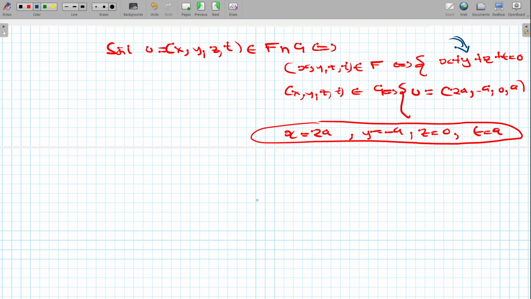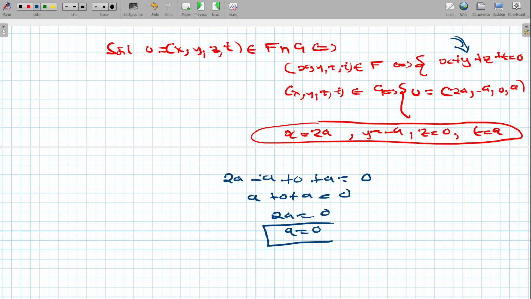So it's very easy. Here you get 2a minus a. If you plug in z there, you get plus 0. Then you plug in t there, you get a. This is going to be equal to 0 according to the first equation. We've just plugged in the values. So 2a minus a is a, plus 0 plus 0 again, and then plus a. So a plus a is 2a, which is equal to 0. So this means that a is equal to 0.